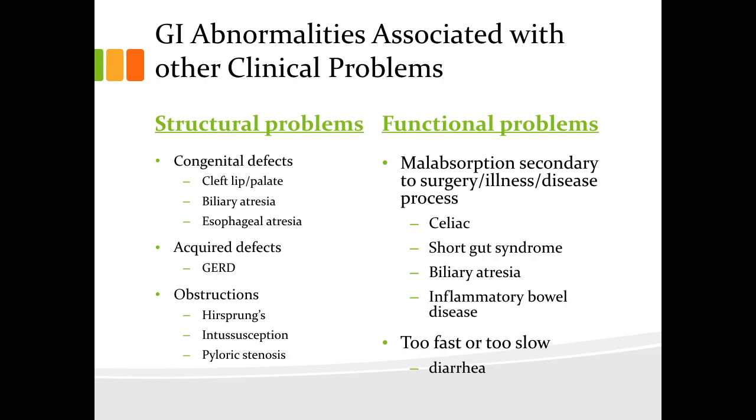And then we have transit problems. It's either too slow or too fast. So if it's too fast, we have diarrhea, and if it's too slow, we have constipation. So this ends part 1 of GI disorders.